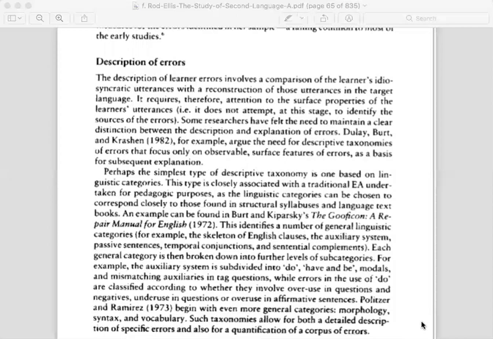Now, some general linguistic categories are clauses, auxiliary system, passive sentences, temporal conjunctions, sentential complements, questions, negatives, under and overuse. Then there can be subcategories also. For instance, auxiliaries can have subcategories of do, have, be, right? Now, what exactly is description of errors is finding out some rubrics. How would you describe the errors?